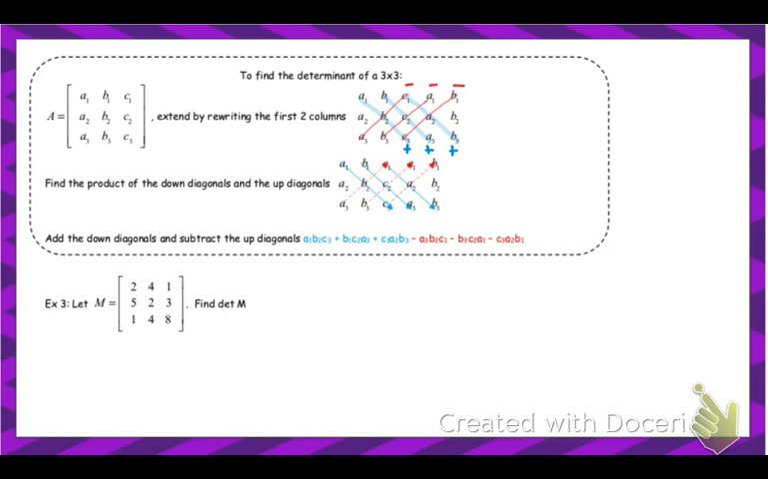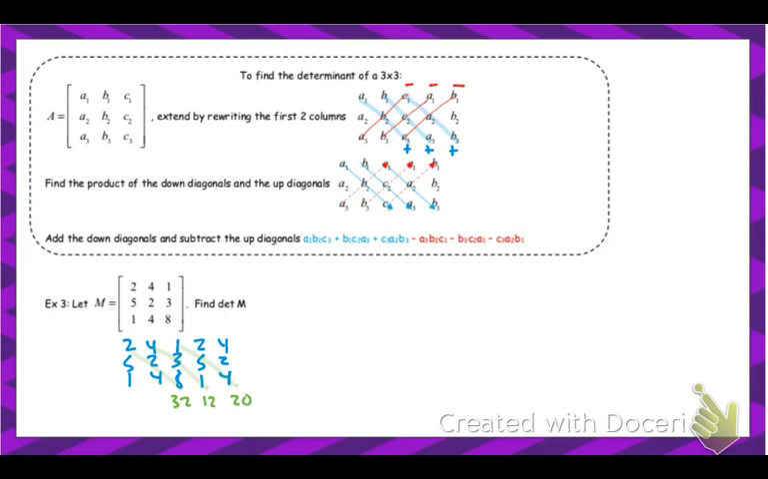All right, so let's go ahead and try an example. So I'm going to take this matrix, and I'm going to start by rewriting and extending. So 2, 5, 1, 4, 2, 4. So now I'm going to find my diagonals. So I'm going to have one diagonal this way, and this way. Multiply those values. So that's 32, 12, and 20.